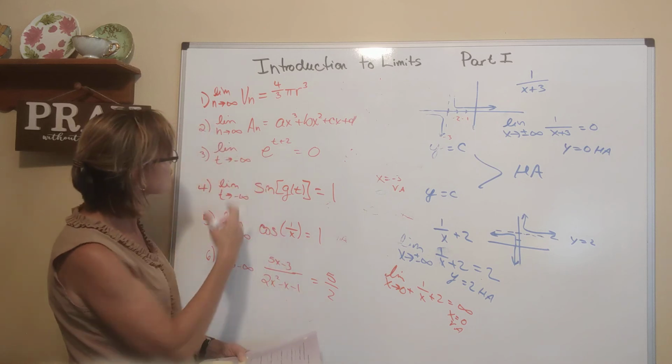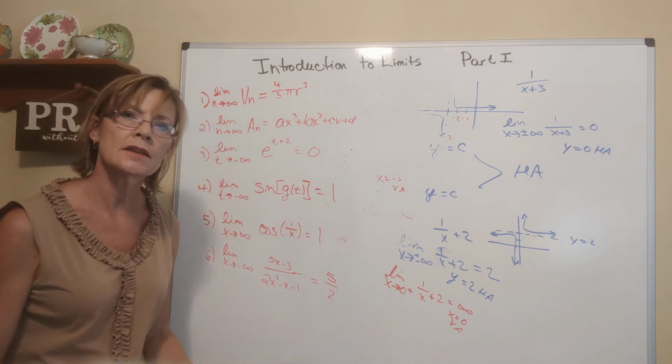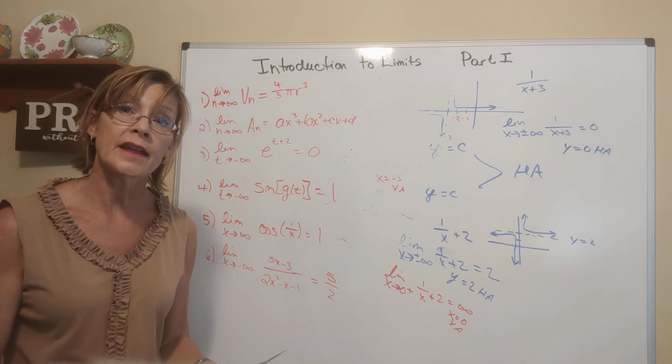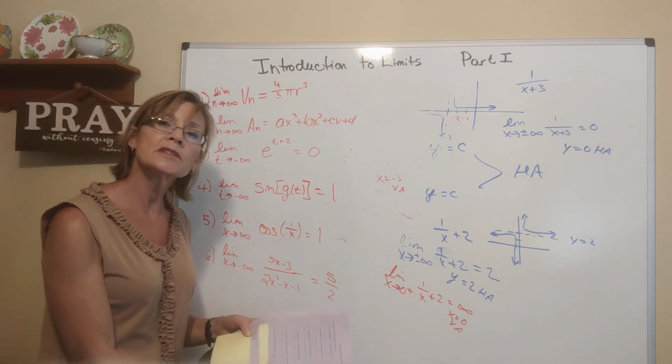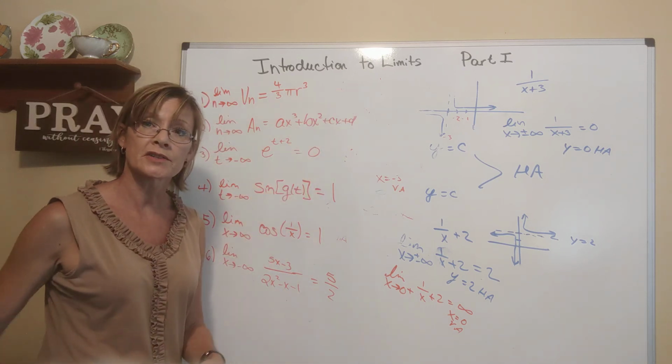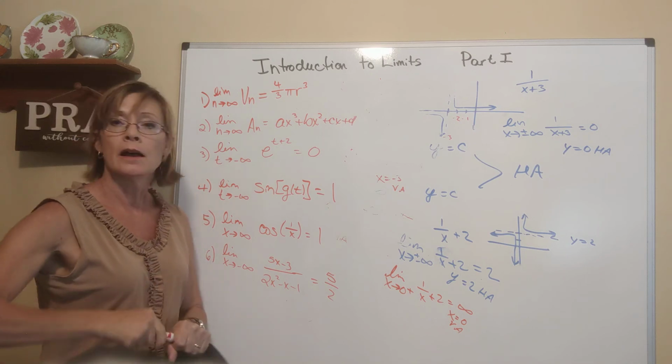So that's 1, 2, 3, 4, 5, 6 on the purple sheet, or the other handout about the language. And we're going to deal with number 7 in part 2 of Introduction to Limits. So we're about to do that one.